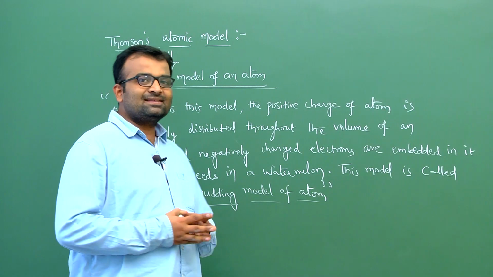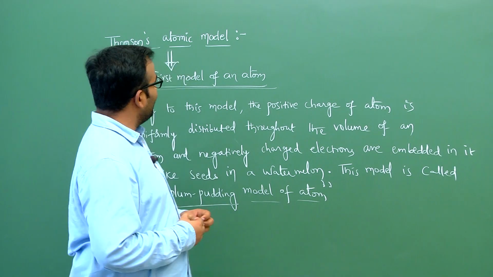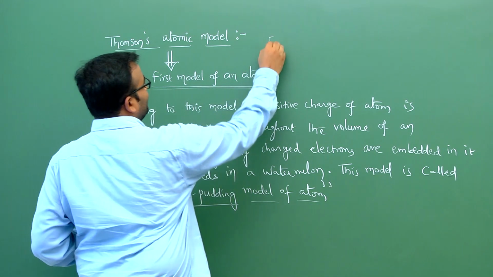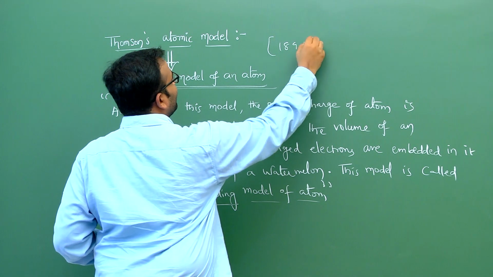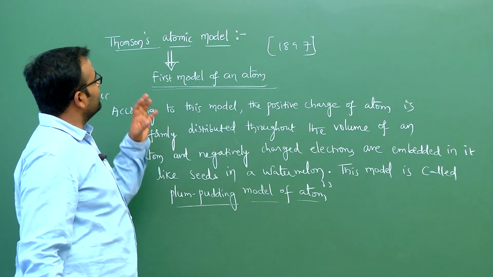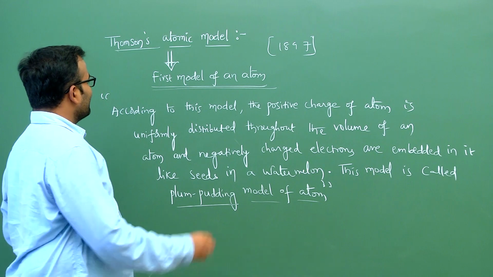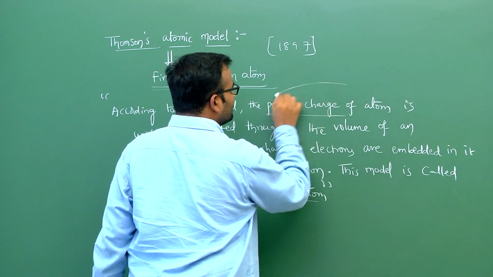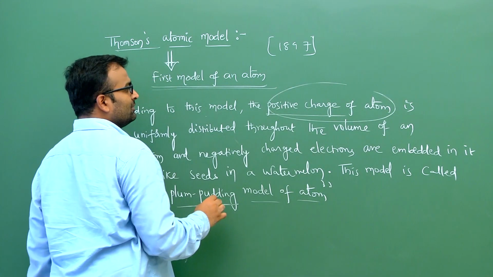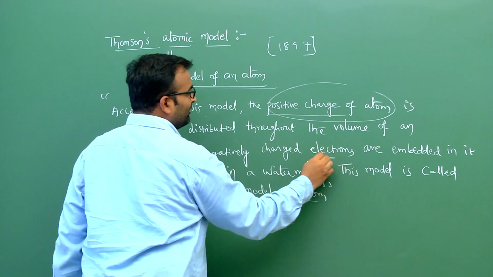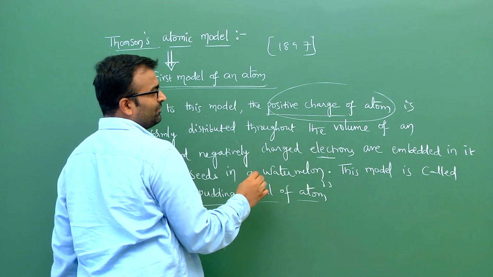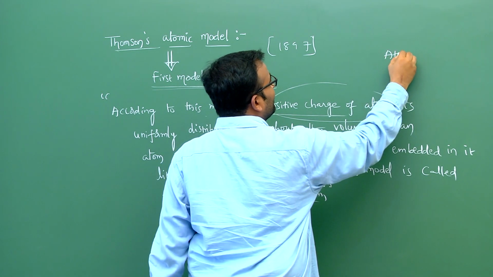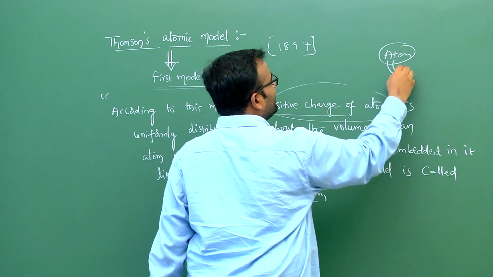What actually is Thomson's atomic model? It's the first model regarding the structure of the atom, proposed in the year 1897. According to J.J. Thomson, he felt there should be positive charge within the atom because he is the discoverer of the electron. He knew that the electron carries negative charge, and he knew that the atom should be neutral. Atom charge should be a neutral charge.